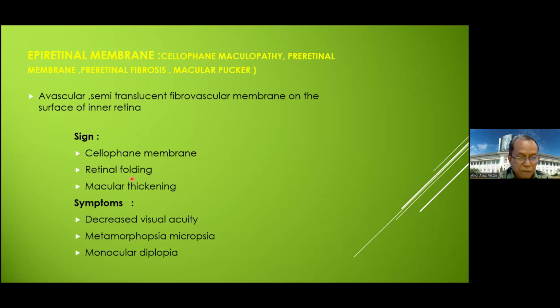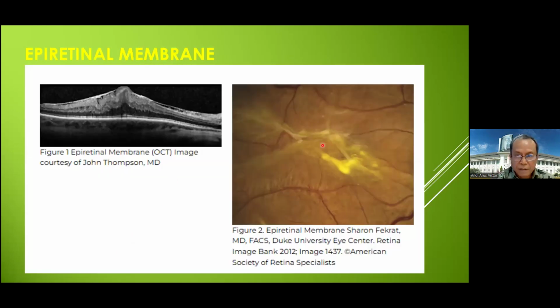There is retinal folding and macular thickening, and usually patients complain of decreased visual acuity, metamorphopsia, and monocular diplopia. This is the fundus appearance of epiretinal membrane and the OCT appearance. There is an epiretinal membrane on the surface of the retina and detachment of the neurosensory retina.